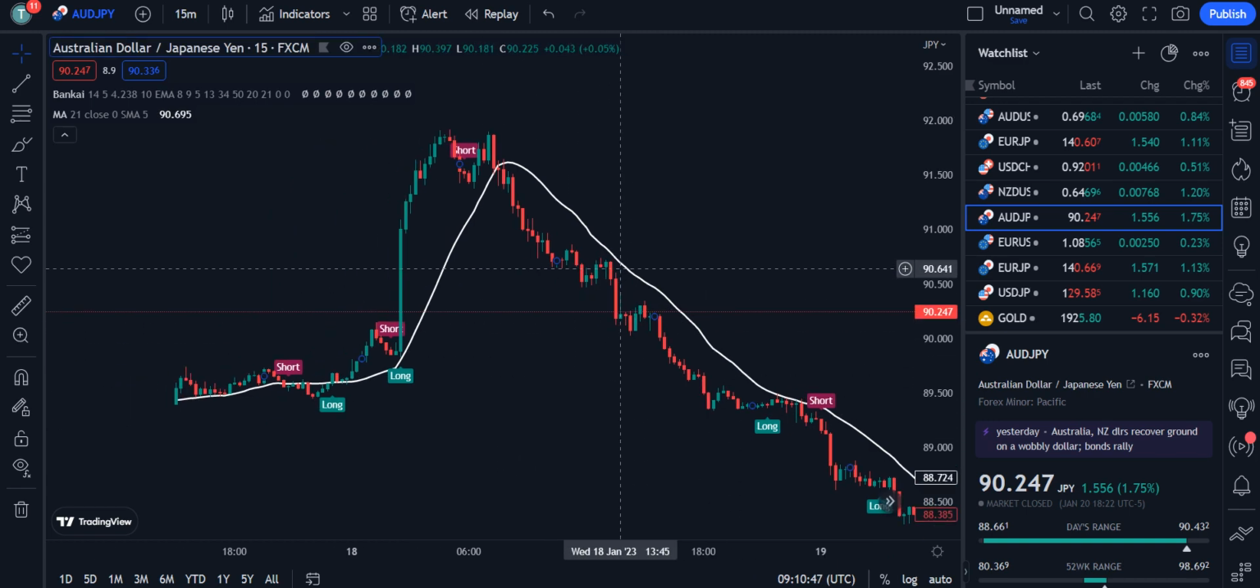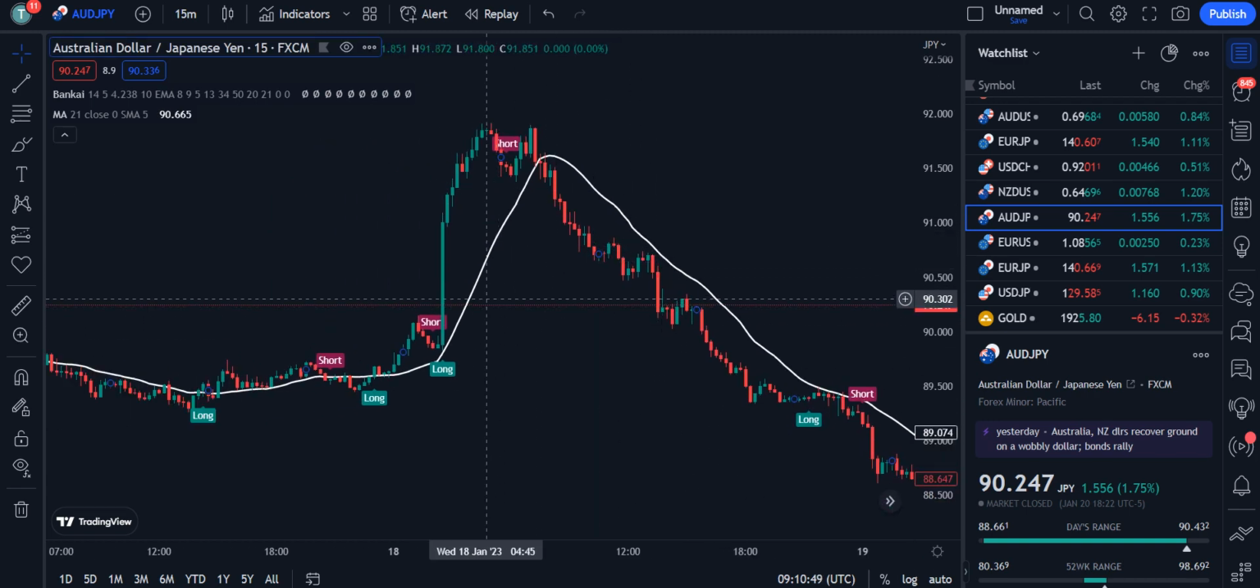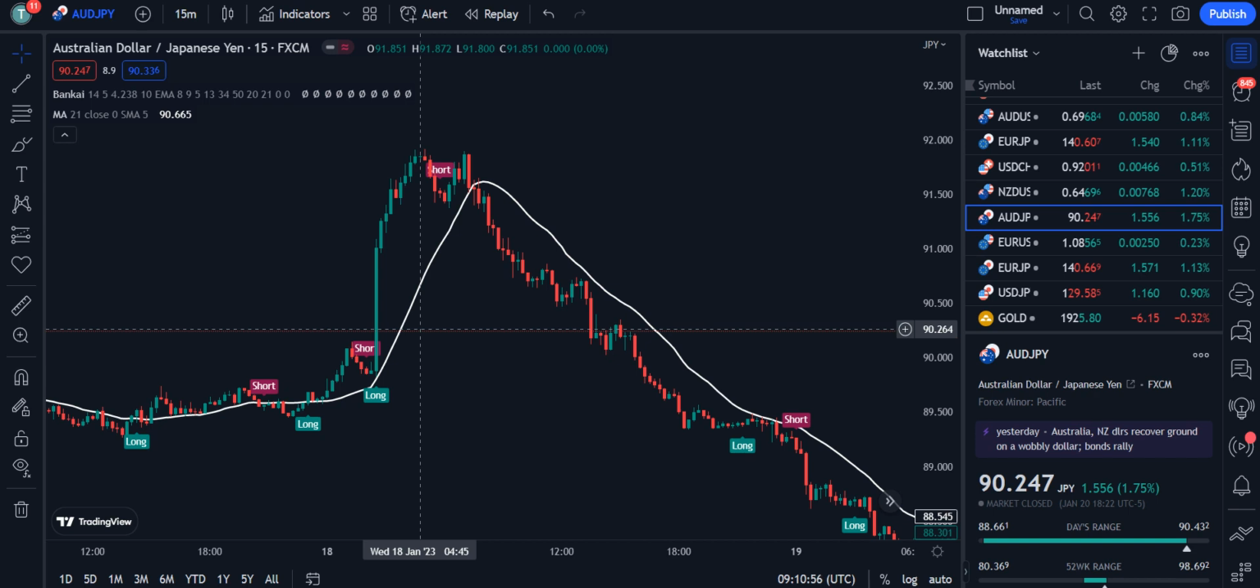So this is all about this indicator strategy. I have shown you on 2 of the charts. You can check it on your own time frame by using these 2 indicators.